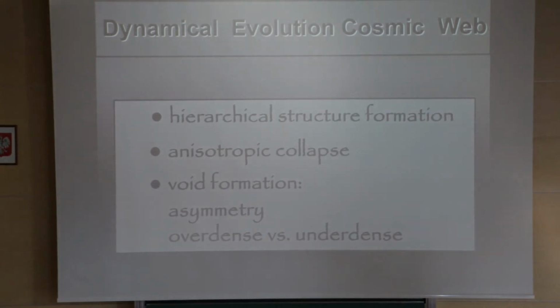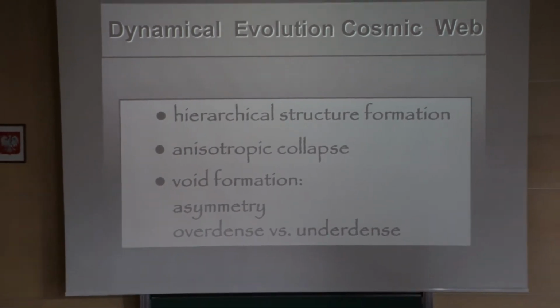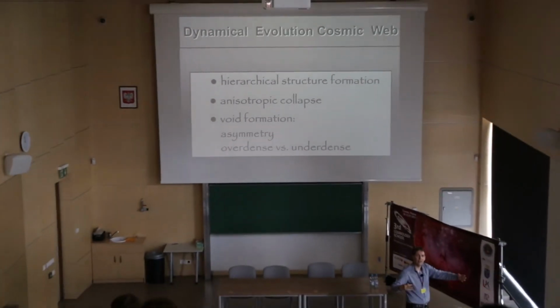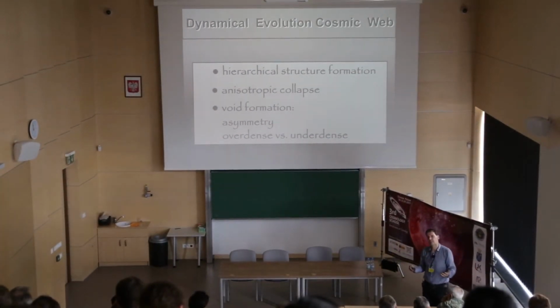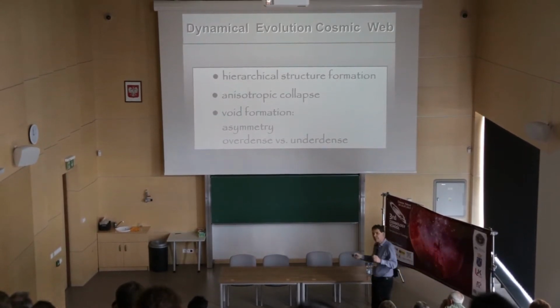First of all, I noticed that you could see the small structures merging into larger structures, so that's the hierarchical structure formation. Then, clearly, the contraction and the collapse of matter fluctuations is not proceeding uniformly in each direction. There are preferred directions, and you end up with structures like filaments that are elongated or walls that are flattened. So we have to get back to that.